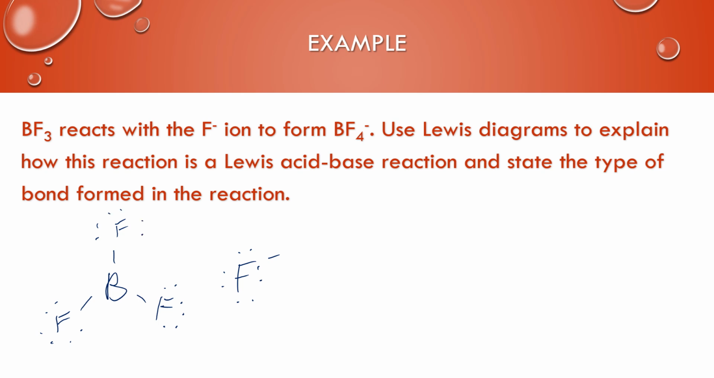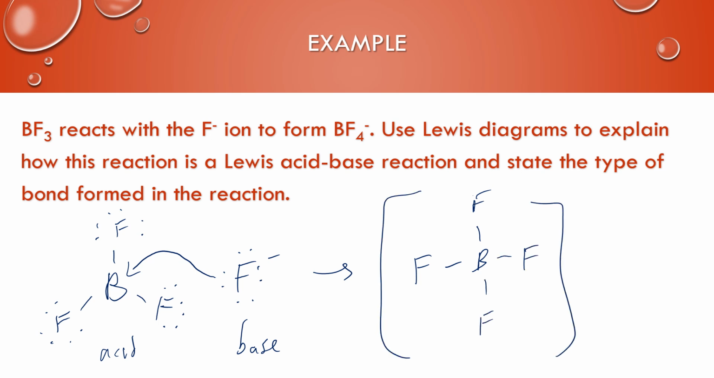So the boron is electron deficient. It has less than a full octet, so it can accept an electron pair from the fluoride ion, like this. So this is acting as our Lewis acid, and the fluoride ion is acting as our Lewis base. And you are forming this boron tetrafluoride ion. And the new bond that formed is a coordinate covalent bond.